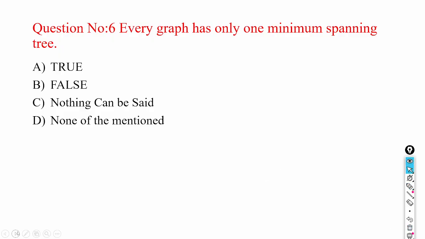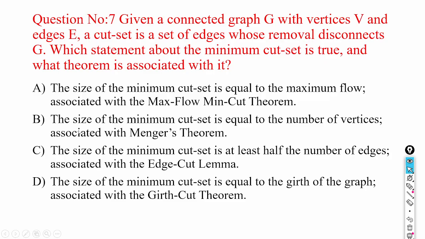Moving to the next question. Question number 7: given a connected graph G with vertices V and edges E, a cut set is a set of edges whose removal disconnects G. Which statement about the minimum cut set is true, and which theorem is associated with it?